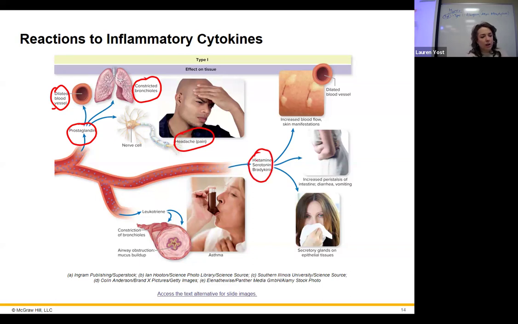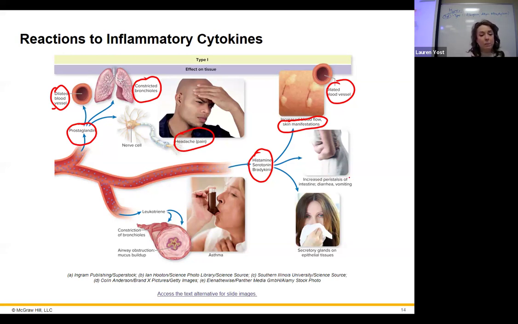Histamines, serotonin, and bradykinin. These guys are involved, again, in dilating blood vessels. You can have skin manifestations as a result of that increased blood flow. So we get hives and things like this. This is clearly induced in an allergy testing situation, but it's the same thing, whether you saw it naturally or otherwise. You can have GI symptoms.